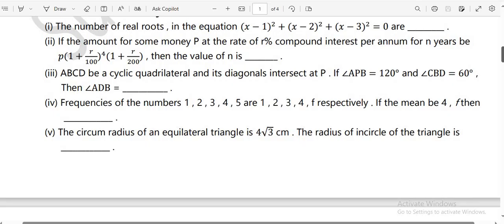Question number 4. Frequencies of the numbers 1, 2, 3, 4, 5 are 1, 2, 3, 4, f respectively. If the mean be 4, then f is dash.